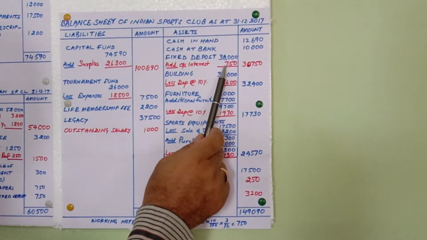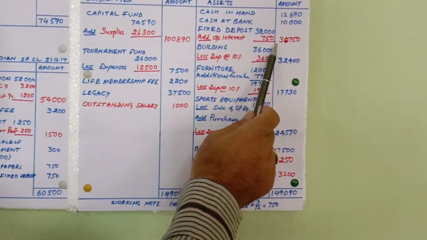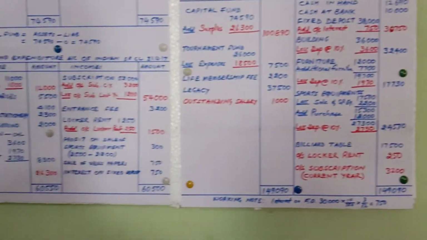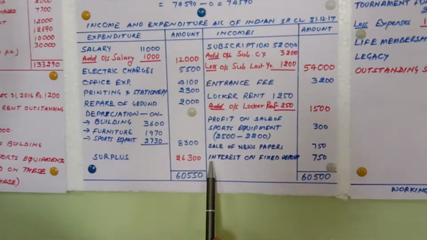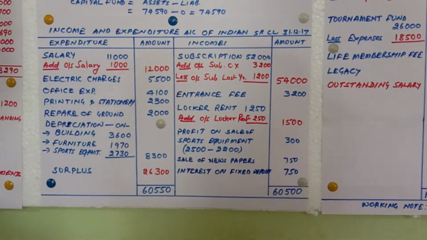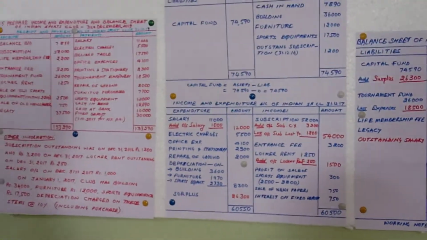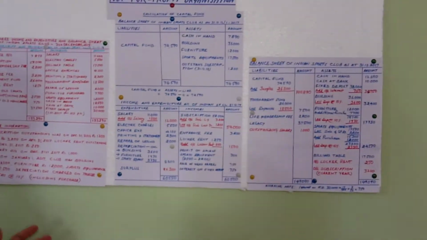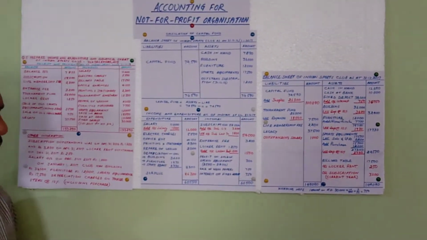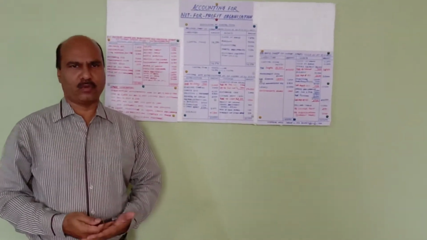And what will be the second effect of this? The second effect will again go as income in the income and expenditure account, interest on fixed deposit 750. With this we have posted all the items, we have done all the adjustments. Now what we are going to do is, as usual, we are going to tally these accounts. How are you going to tally?